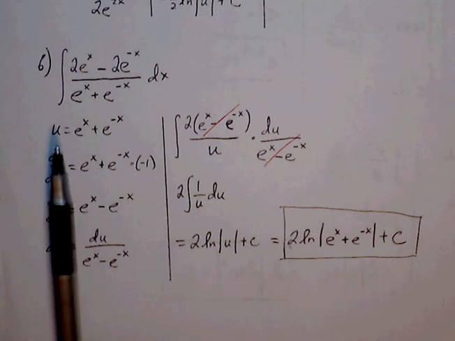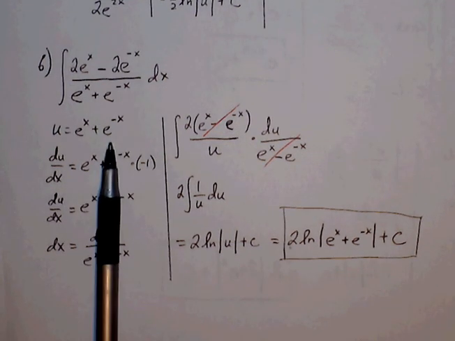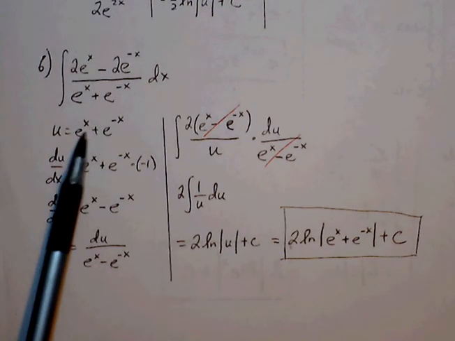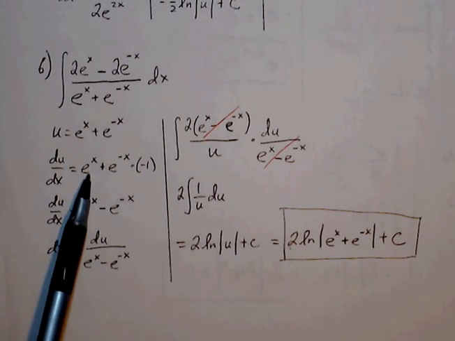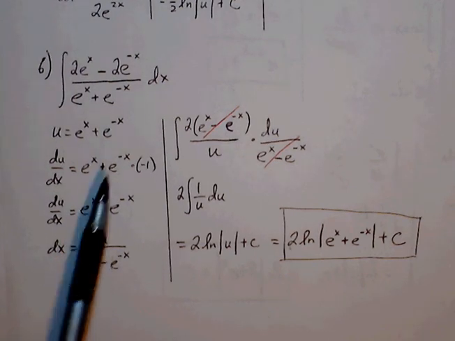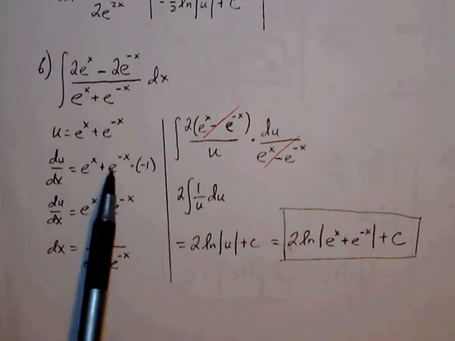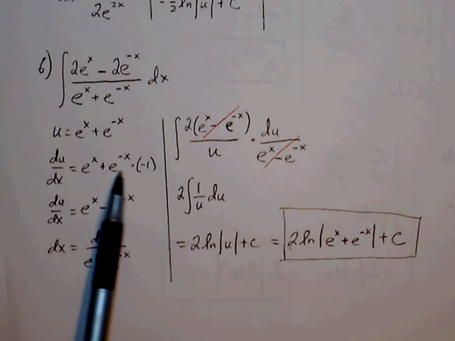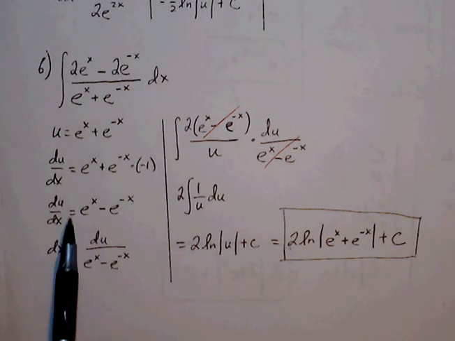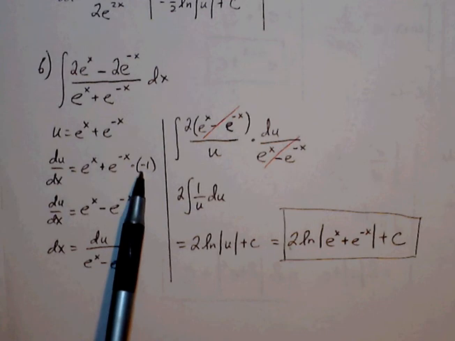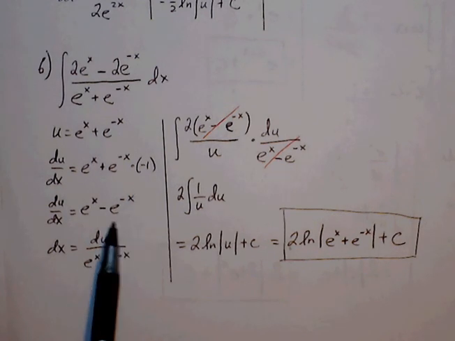Our derivative, remember for e to the u is simply e to the u times u prime. So e to the x times the derivative of x, which is 1. So I just left that out. e to the negative x becomes e to the negative x times the derivative of negative x, which is negative 1. So if we clean this up, we're left with du over dx equals e to the x minus e to the negative x. I just pulled this negative in front. Okay, solve for dx, which is du over e to the x minus e to the negative x.